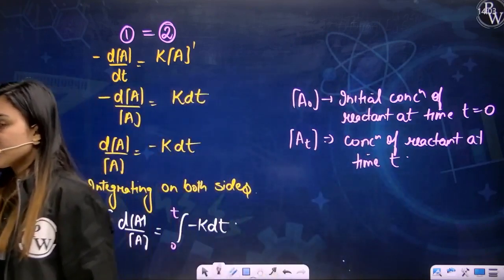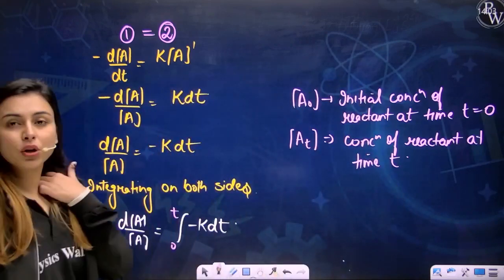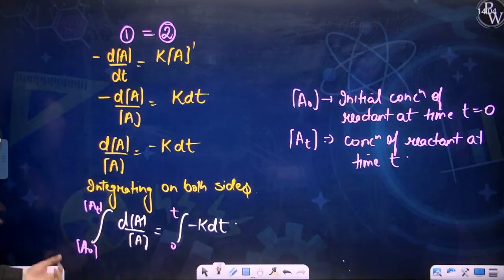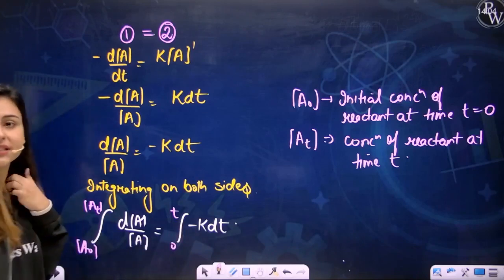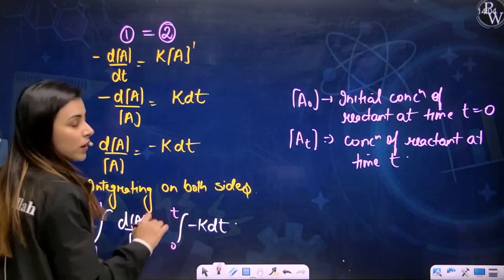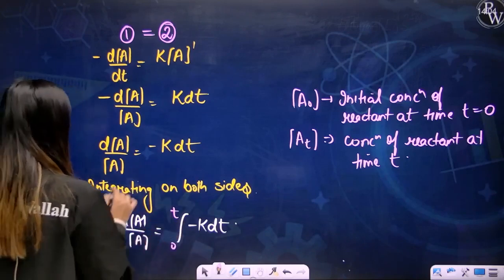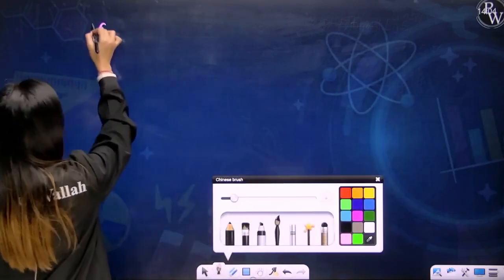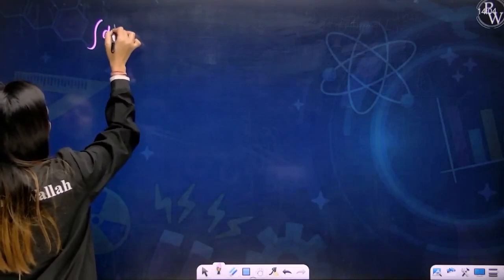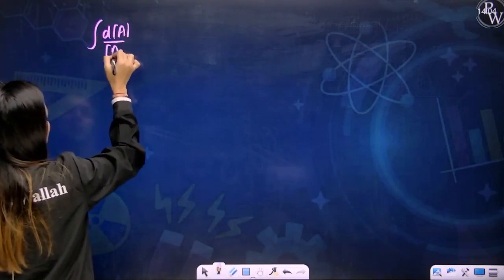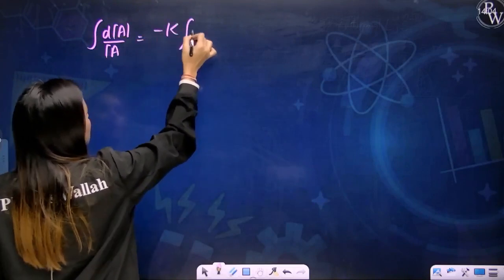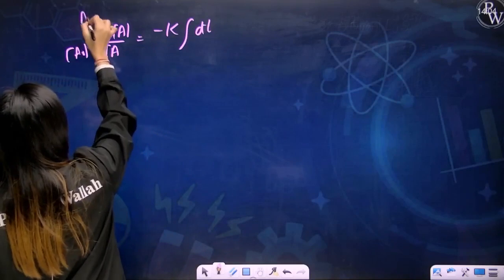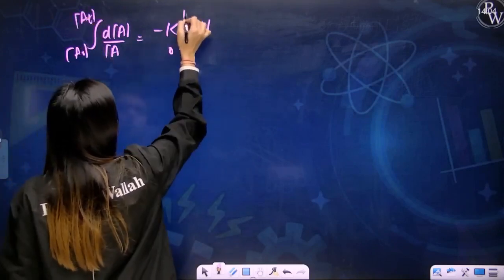So this is the expression. This is the main important thing that we needed to understand. We have put the limits here and we have integrated. Now, my dear students, since k is a constant, it will not get integrated. So we'll write integration of dA by A will be equal to minus k dt. The limits would be from A0 to At and from 0 to t.